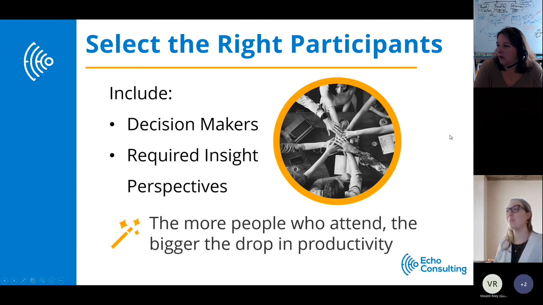So selecting the right participants, this is a really, really important one, right? We want to make sure that we have the right people in the meeting to be able to get to our expected outcome. When we think about that purpose, who are the people that we need to be able to meet that purpose and that agenda? So decision makers, 100%, we need to make sure that we have the right decision makers on the call so that we don't get stalled or blocked on being able to move forward on something.